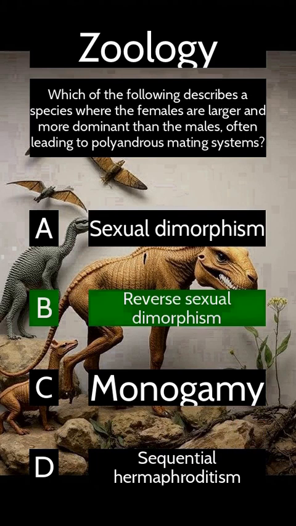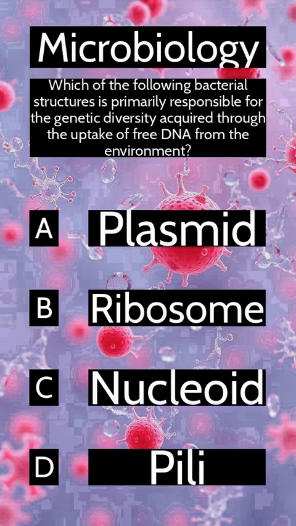Answer B. Reverse sexual dimorphism. Which of the following bacterial structures is primarily responsible for the genetic diversity acquired through the uptake of free DNA from the environment?